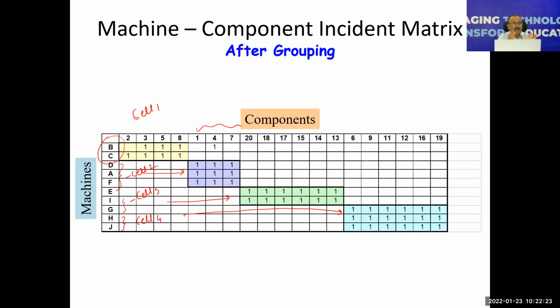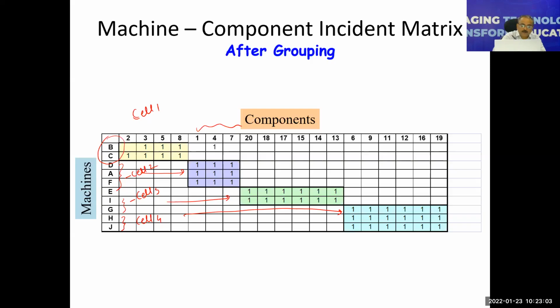So what can be done here? We can allocate machines B and C as part of one cell. All those components will be processed in that cell, and then they will move further to the next stage of the operation that needs to be done on that particular group of components. So depending on the similarity in some characteristics, we can form the part family, and based on those part families, we can form the cells of machines, which will be dedicated to that particular part family.